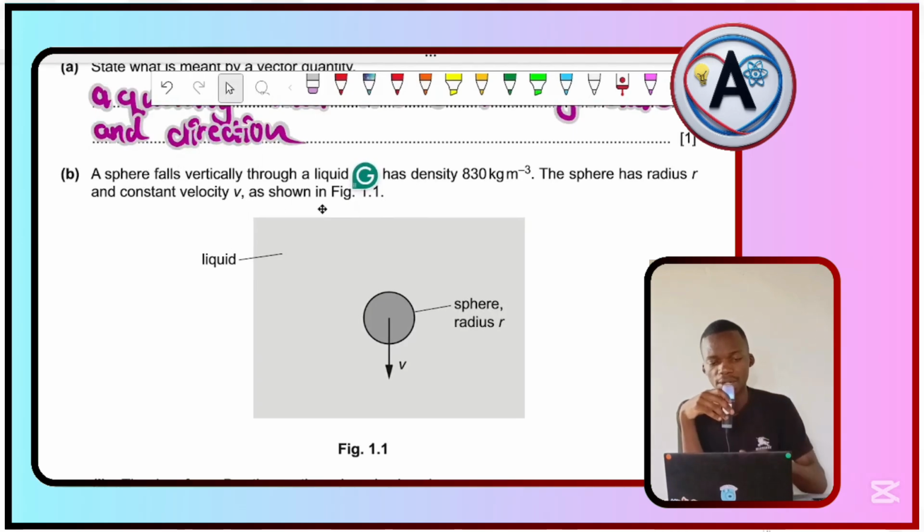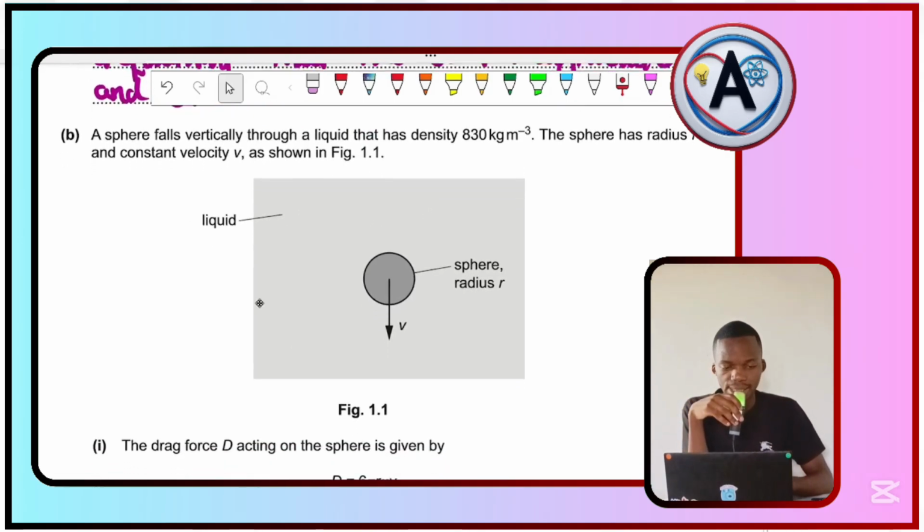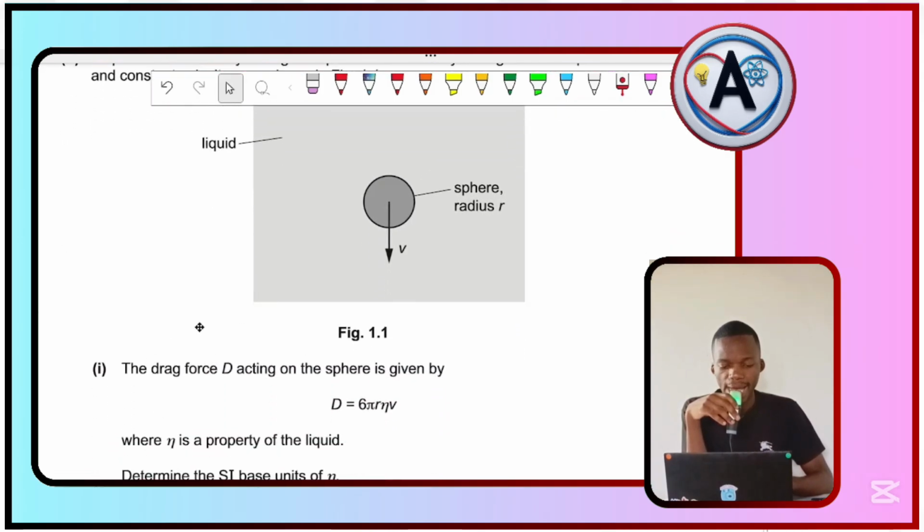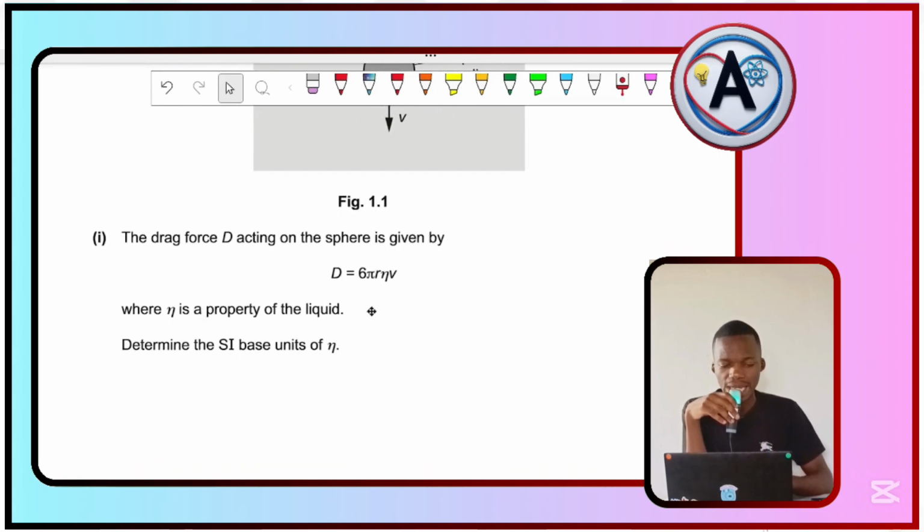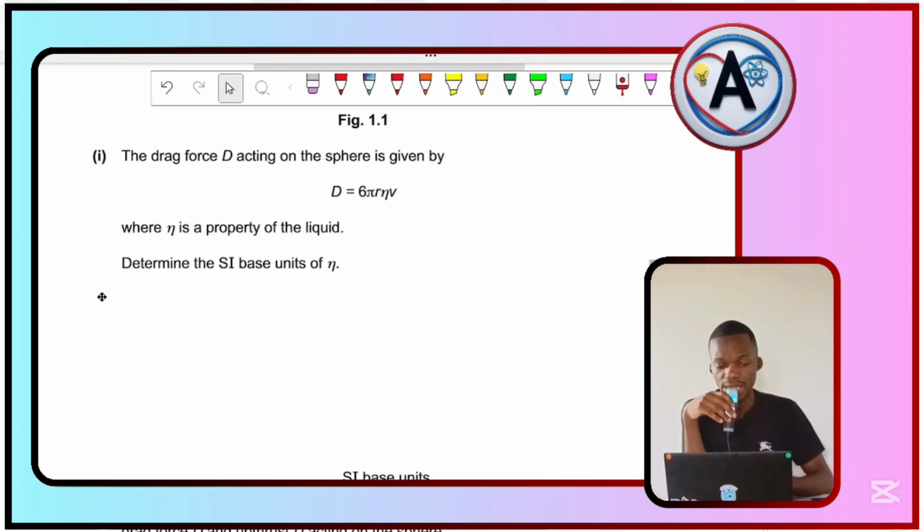We're given a sphere that falls vertically through a liquid that has density 830 kilograms per cubic meter. The sphere has that radius and a constant velocity of that. And we've been told that the drag force D acting on the sphere is given by that equation. Determine the SI base units of that constant, the property of liquid.